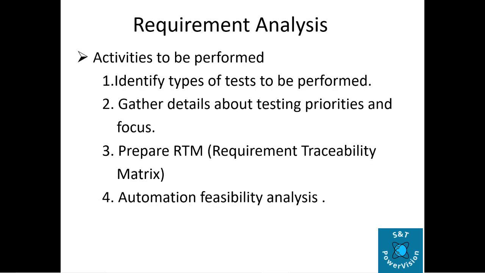After that, the list of activities to be performed includes: identify the types of tests to be performed, gather details about the testing priority and focus, prepare the RTM (requirement traceability matrix), and automation feasibility analysis. In VisionPlus and Alive, most of the things are manual only. And what is the RTM? RTM stands for requirement traceability matrix.